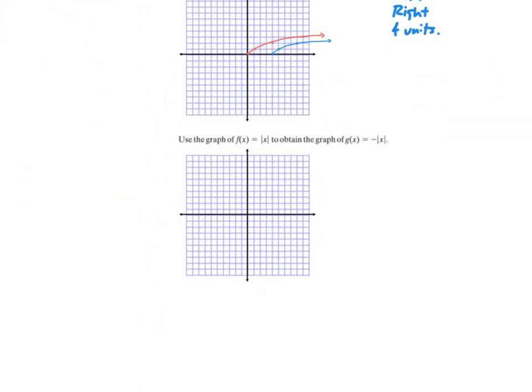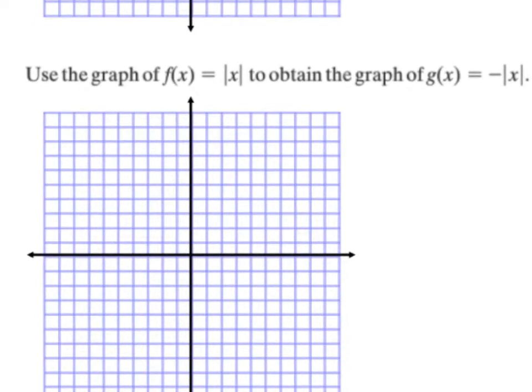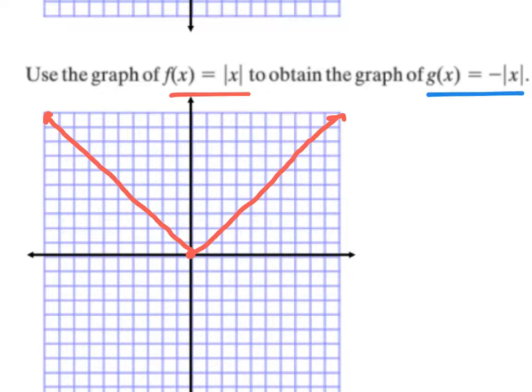All right, same thing. Use the graph of absolute value of x to obtain the graph of g of x equals absolute value of negative x. So in this original graph, we have our V-shaped graph, which is going to go up in this direction. Okay. All right, and then we're going to use that to graph g of x equals negative absolute value of x.